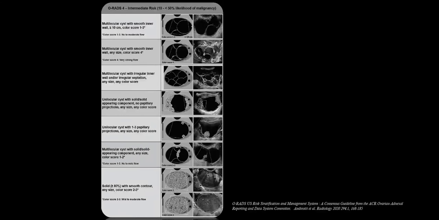Similarly, a unilocular cyst which has solid components and is of any size or any color scoring, and at the same time another unilocular cyst which has 1 to 3 papillary projections, again of any size or any color scoring, they all fall into intermediate risk.